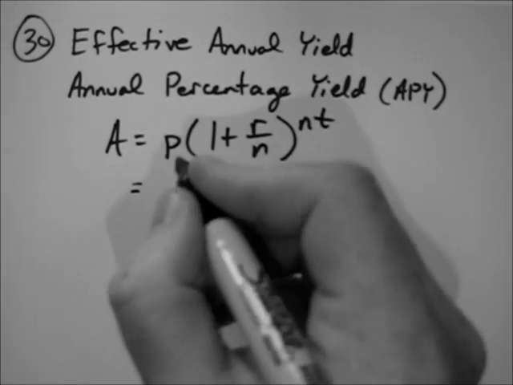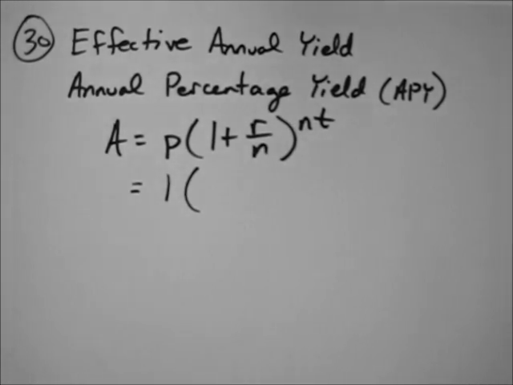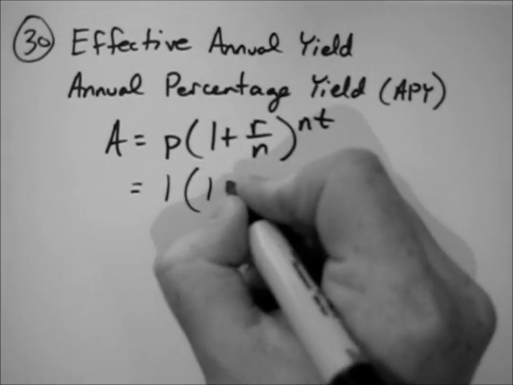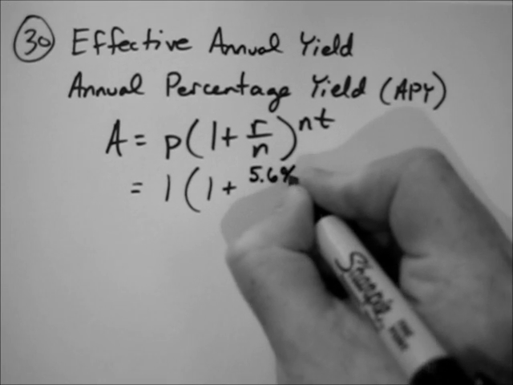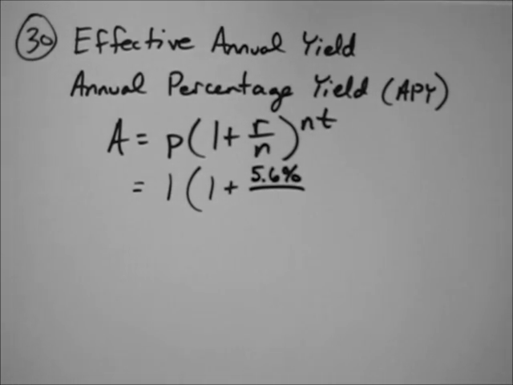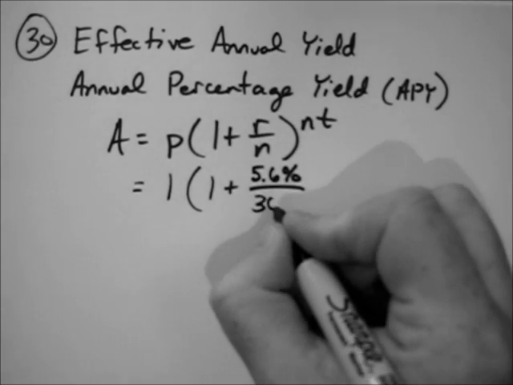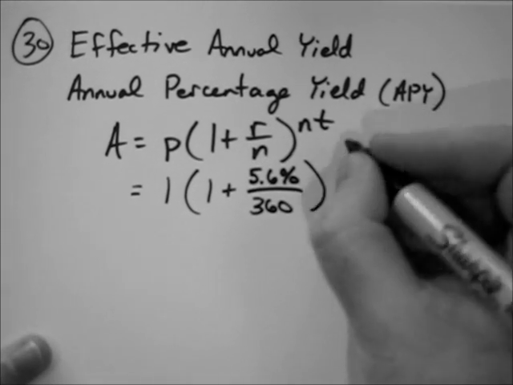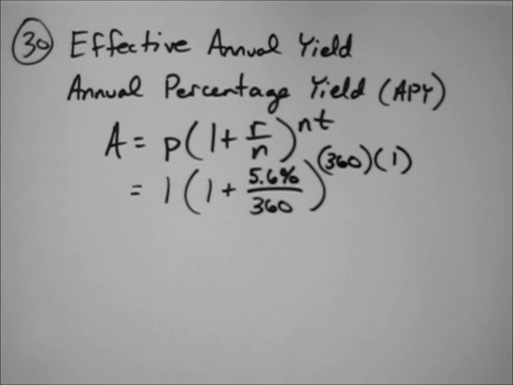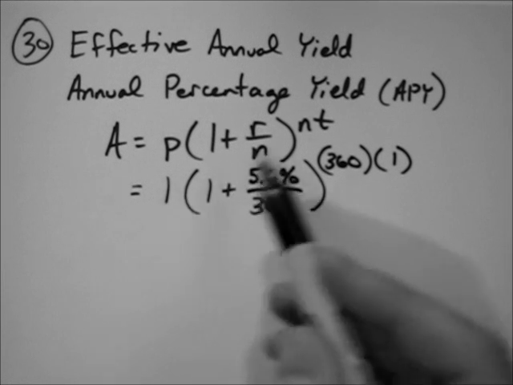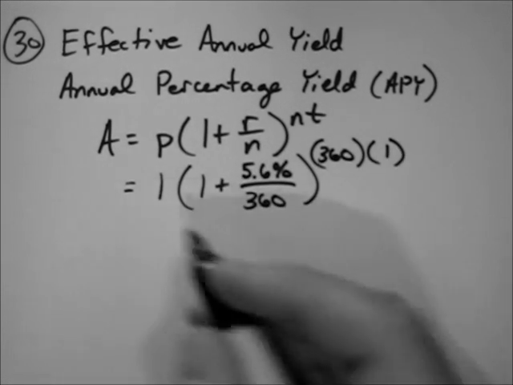So in problem 30, $1. Notice they don't even give you a dollar amount. 1 plus interest rate was 5.6%. It was compounded daily, so N is 360 under the banker's rule. N is also 360 there, and the time is going to be 1. Again, notice they didn't even give you a time. You have to know the principal should be 1 and the time should be 1.